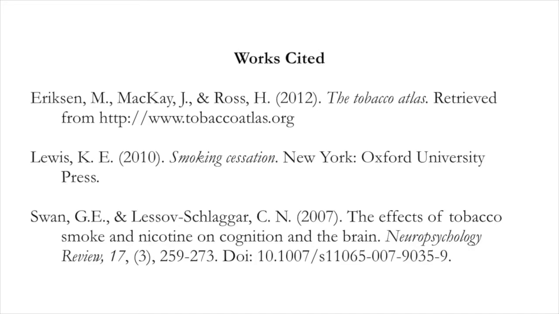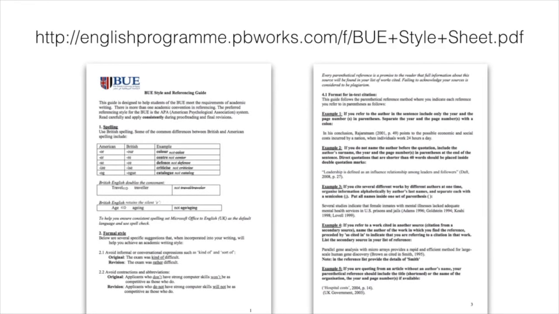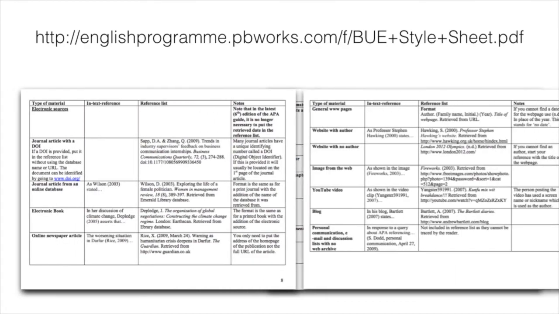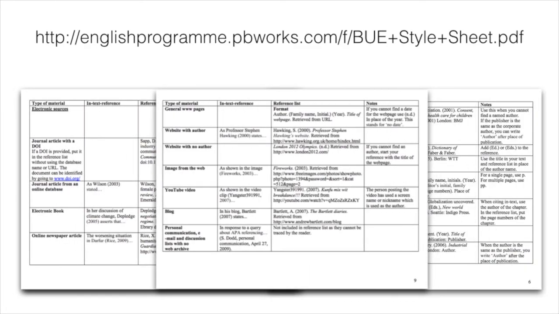You can go to this address and download a PDF of the BUE Style and Referencing Guide for detailed instructions. This guide is a resource in which you will find descriptions of how to cite different types of materials, such as a website without an author, images from the web, YouTube videos, blogs, and more. Each column has examples for how to make in-text references, the Works Cited reference page, and notes of interest.